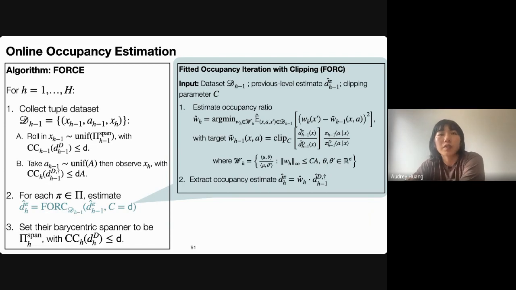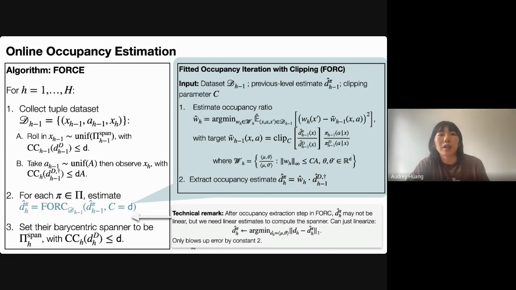So finally, we'll just extract the occupancy estimate d hat h pi by taking the element-wise product between w hat and d dagger h minus 1 hat, which is the estimated next state distribution in the data, which we can also get from Emily.